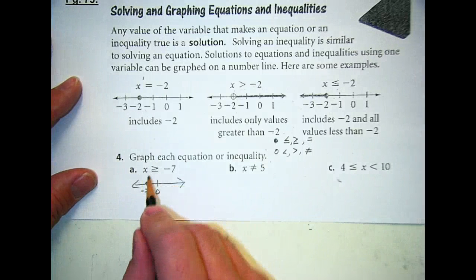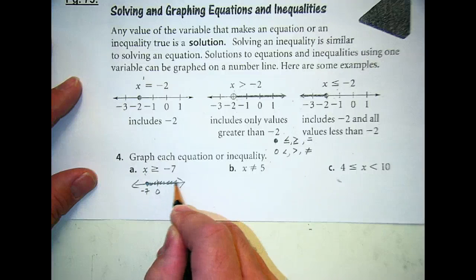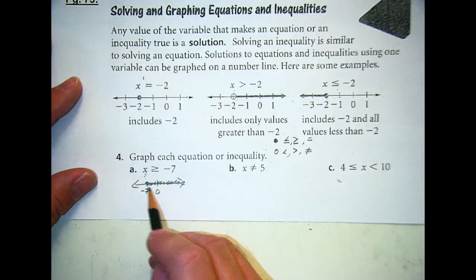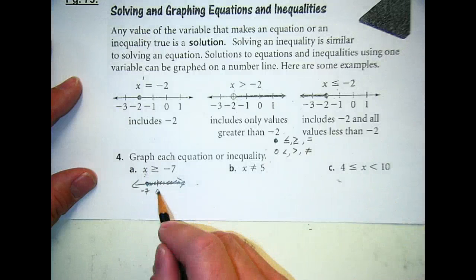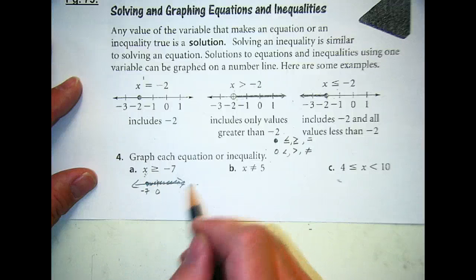And notice if the variable is on the left, a trick is the arrow always points in the direction you shade, as long as the variable's on the left. So it's everything greater than, and you could always test it. You could put 0 in. 0 is greater than or equal to negative 7, so you shade that way.